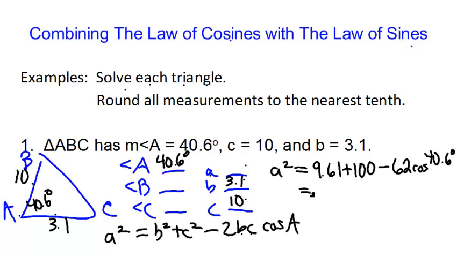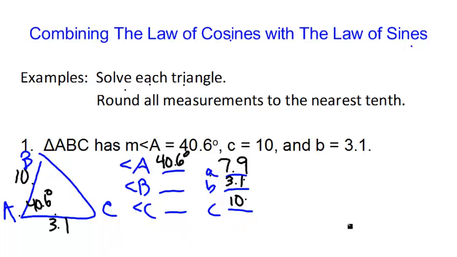When you grind this all out, 9.61 plus 100 is obviously 109.61, minus 62 cosine of 40.6. When you grind that all up, you get about 62.54. To isolate the A, you need to get rid of the second power. To get rid of the second power, you apply square root to both sides. The square root of that 62 point whatever gives you about 7.9. I'm going to fill that in here, and now I have all 3 of my sides known.